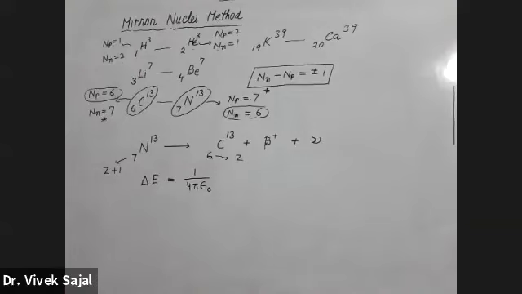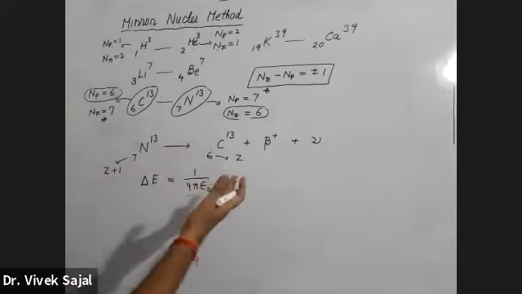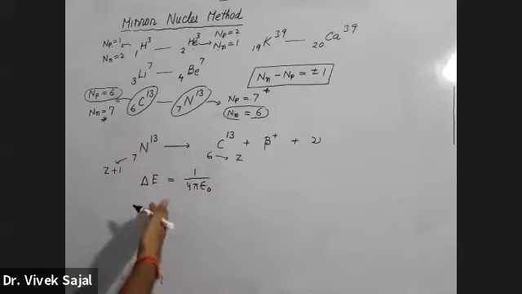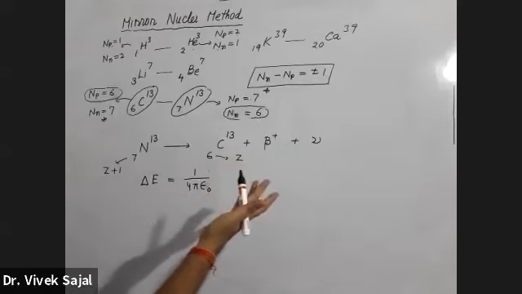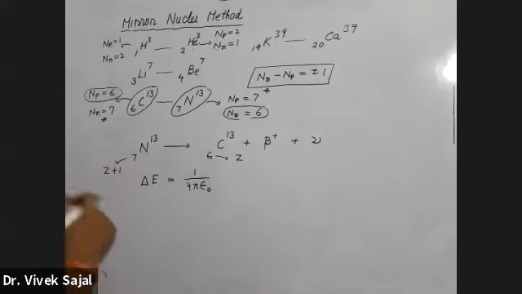Yes. Sir, this will not be equal to Q value of this reaction. बिल्कुल. Q value क्या होती है बेटा? You can write Q value in two ways, either in terms of mass or in terms of binding energy. So I am using the Q value in terms of binding energy. Q value is the energy released in the system.